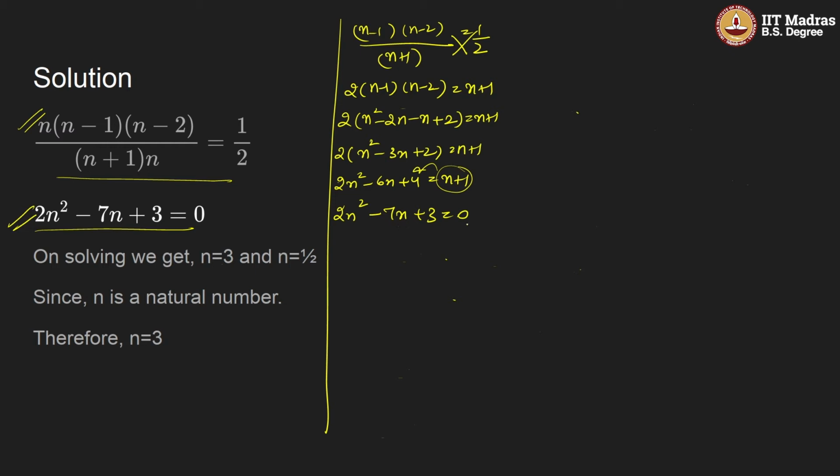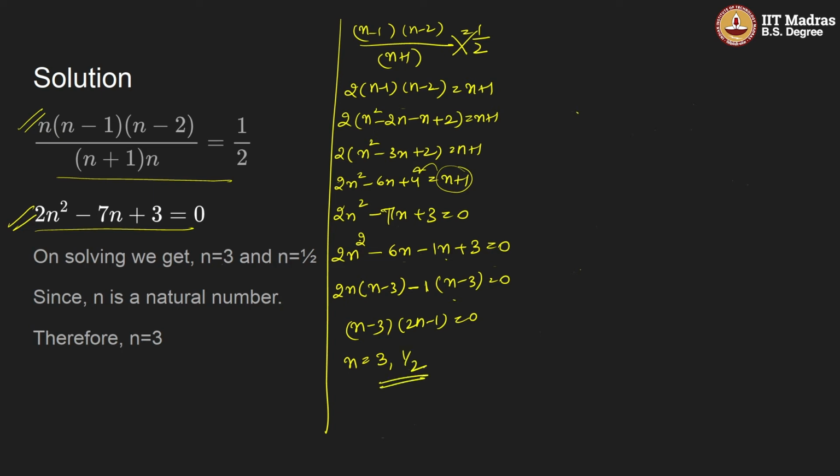Now if we middle split it, we get middle term splitting. We get 2n² − 6n − 1n + 3 = 0. Take 2n common, we get n − 3. Here we have 1 as a common, we get n − 3 = 0. So (n − 3)(2n − 1) = 0. So now the values of n will be 3 and 1/2.